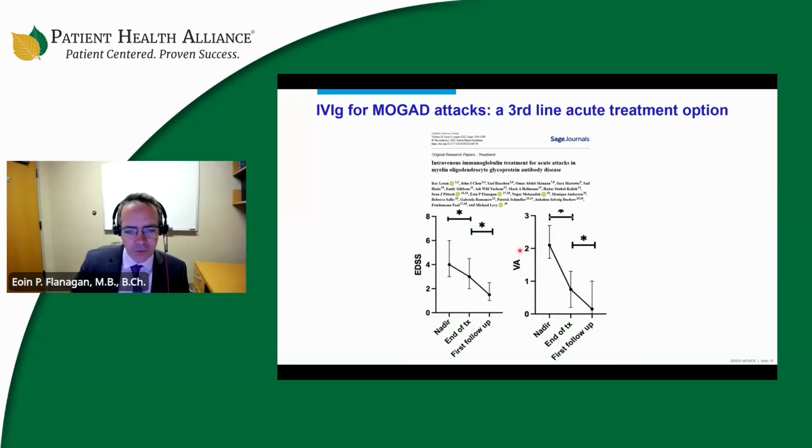And we also use this treatment as an attack prevention treatment, where we can give it on a regular basis because it doesn't need a central line. It's not as complicated as the plasma exchange. So we can sometimes give that as a maintenance treatment, and that's a commonly used treatment to prevent attacks in MOG antibody disease.